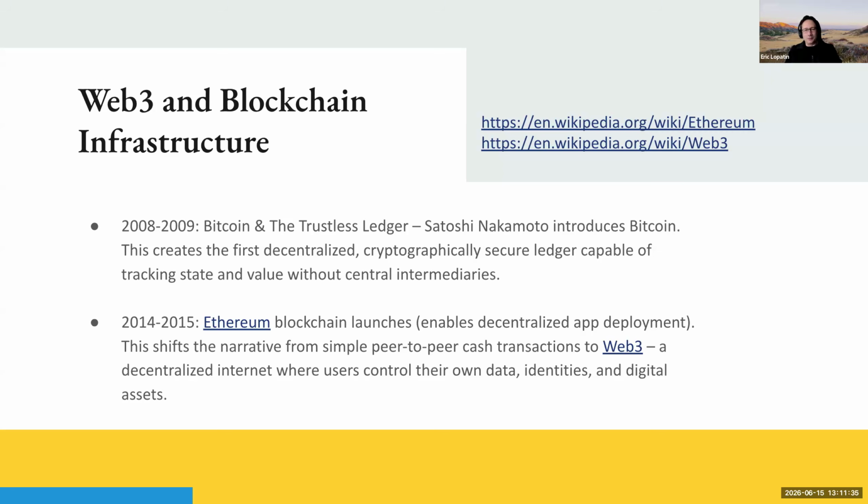So we'll fast forward all the way to 2008, 2009. This is the point where Bitcoin and the so-called trustless ledger were introduced by Satoshi Nakamoto, although my understanding is that it was more of a team rather than a single individual who put all of this together. Bitcoin creates the first decentralized, cryptographically secure ledger capable of tracking state and value without any central intermediaries. So this is a distributed, essentially automated method of keeping track of everything.